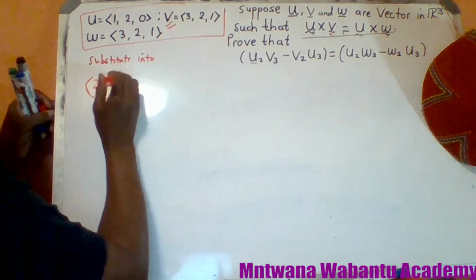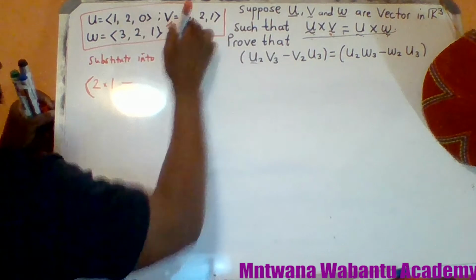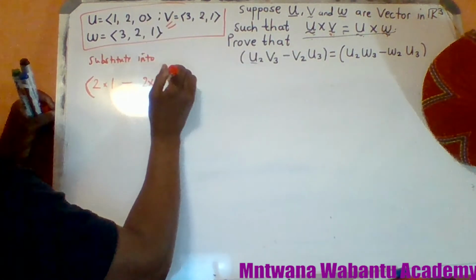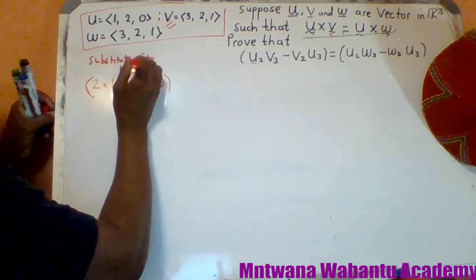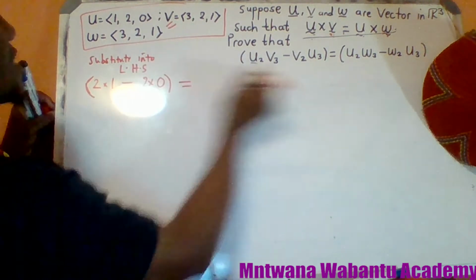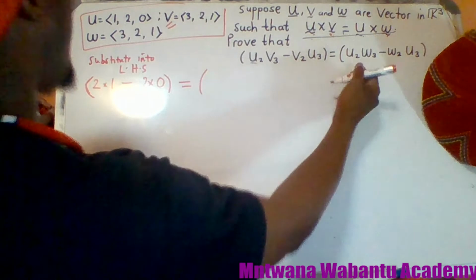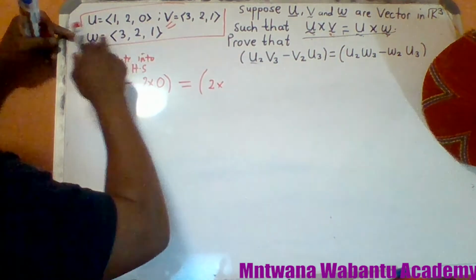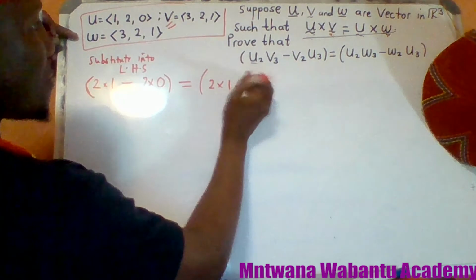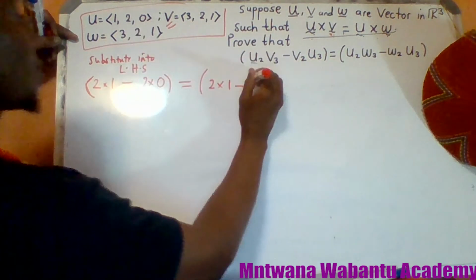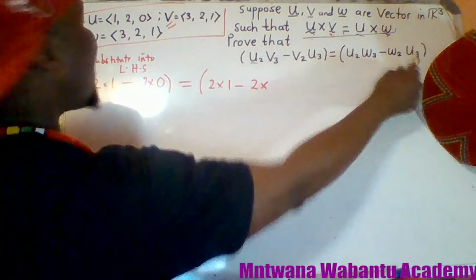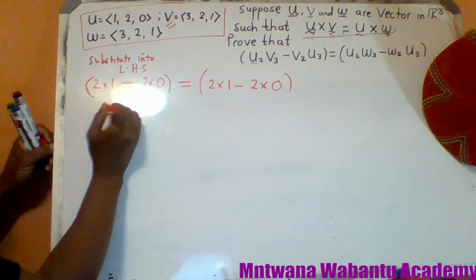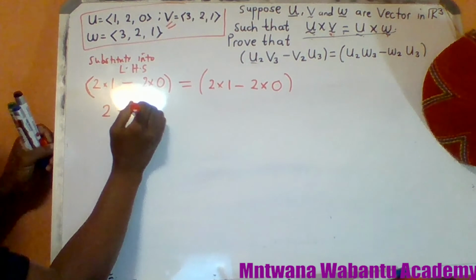Okay, so this is the left hand side. We want to see if it's equal to the right hand side. Right hand side, U2. What is U2? U2 equal to 2 times W3. What is W3? W3 equal to 1 minus W2. What is W2? W2 equal to 2 times U3. What is U3? U3 equal to 0. So now this is going to be equal to 2 minus 0, left hand side, and we see it's true. So 2 equal to 2.